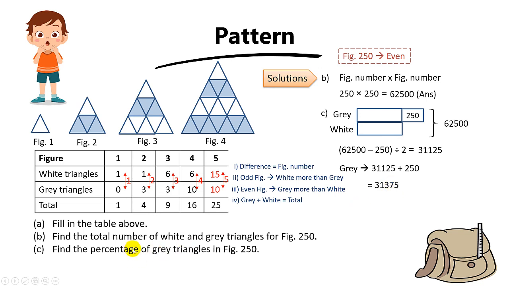So to find the percentage, what do you do? You take the gray triangles, divide by the total triangles, then times 100%. You'll get 50.2% after pressing your calculator, and that will be your final answer.